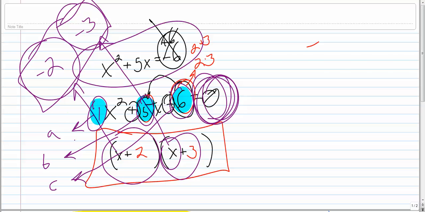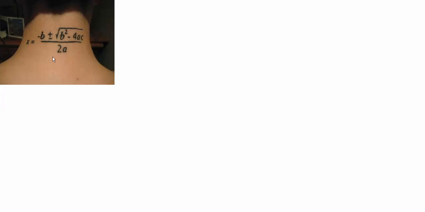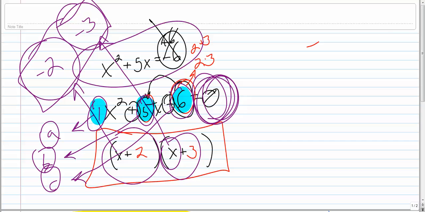So you plug these into something called the quadratic equation, and I Googled it, and yeah, this kid had it tattooed on his neck. But anyway, if you plug in those numbers for a, b, and c into this equation, if you use the plus sign, you get one of those answers, and if you use the minus sign, you get the other one of our answers. But I think if you can factor it, that's the way to go. Anyway, there you go. Have a nice day.